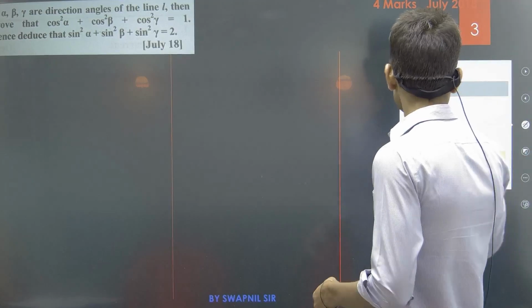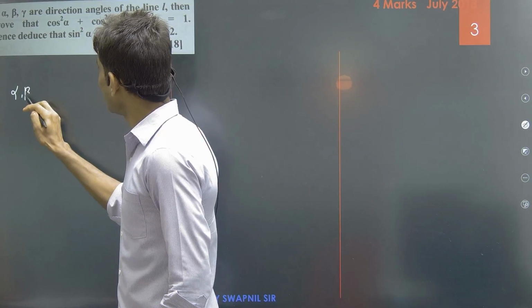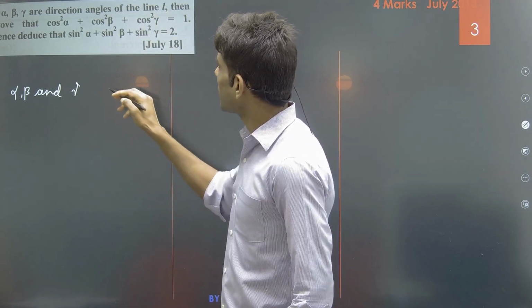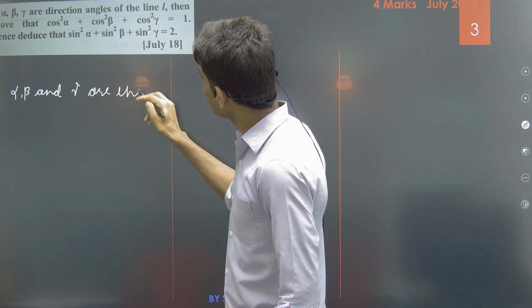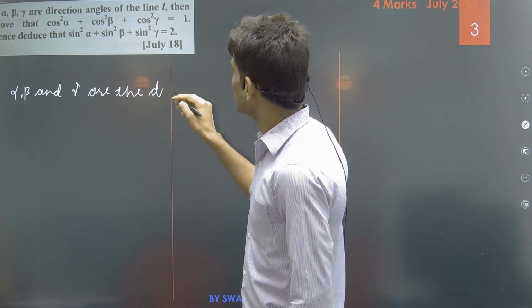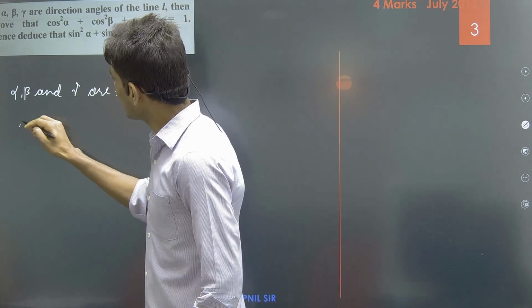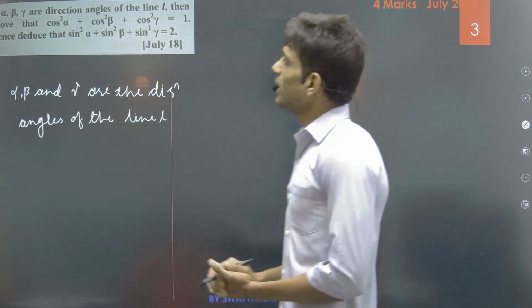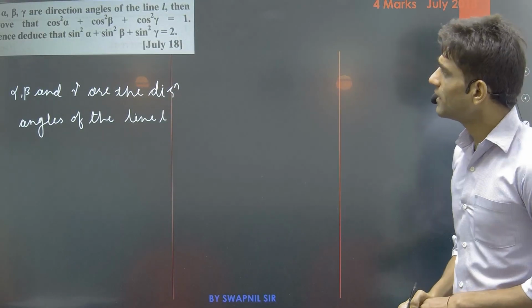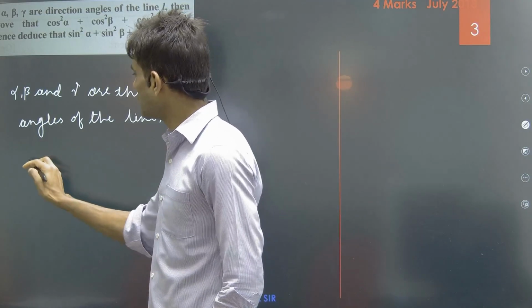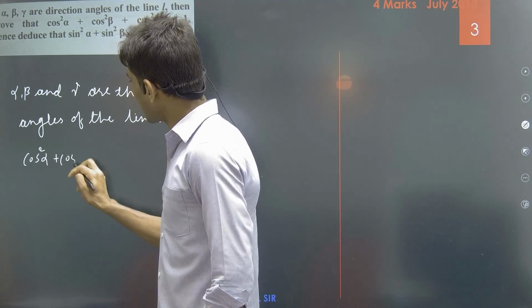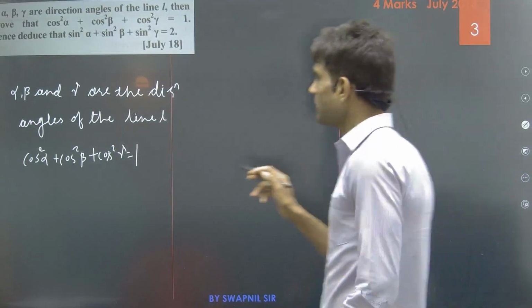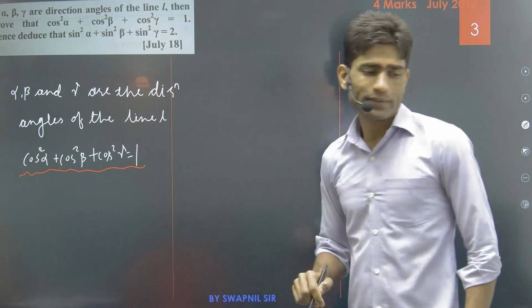Alpha, beta, gamma are the direction angles of the line L. Let me write what is given here: alpha, beta and gamma are direction angles of the line L. We have to prove cos square alpha plus cos square beta plus cos square gamma is equal to 1. This is our standard statement of the theorem, and we have to prove this condition here.